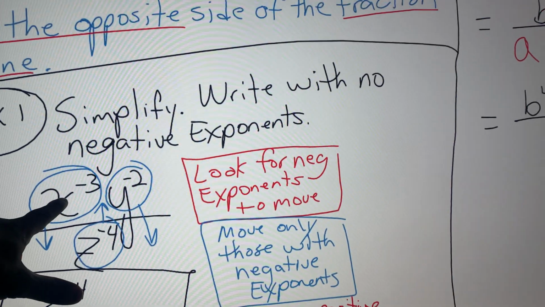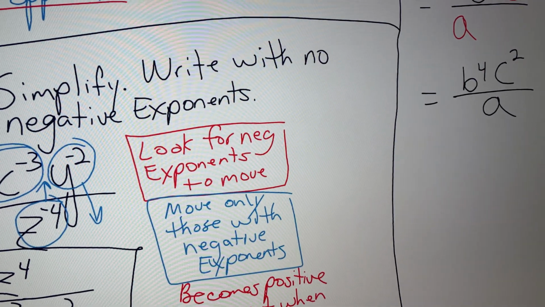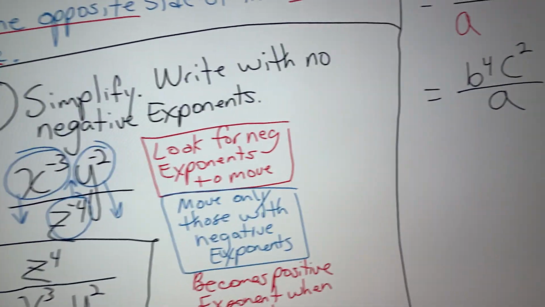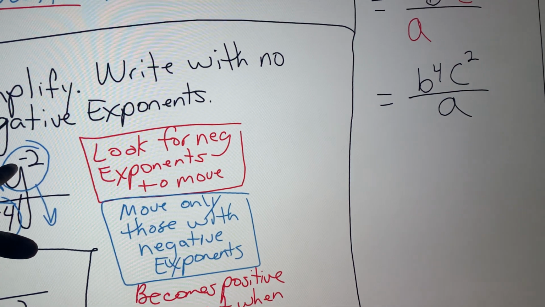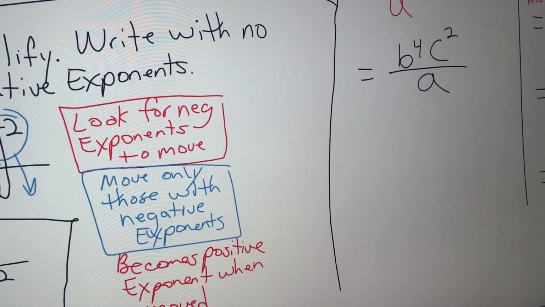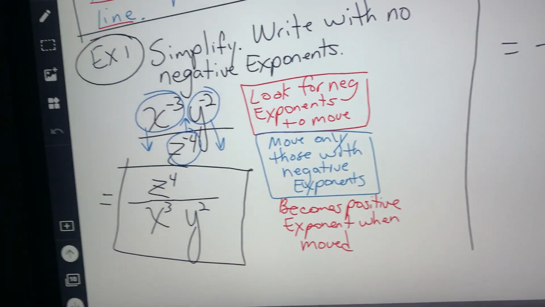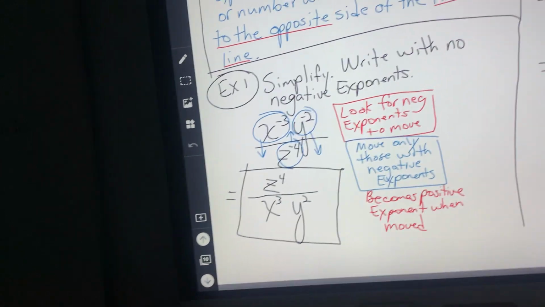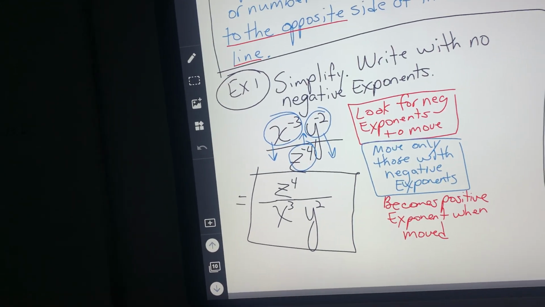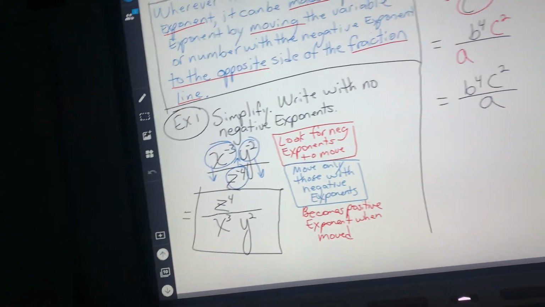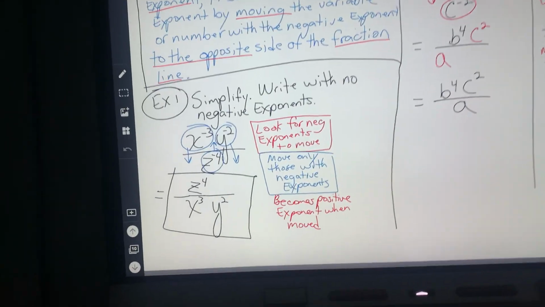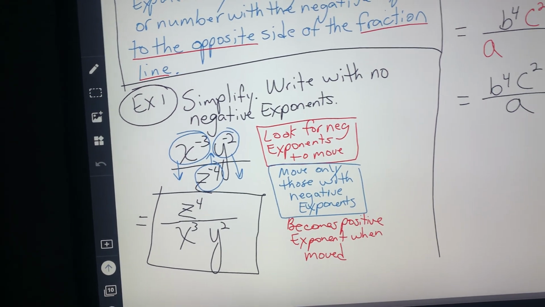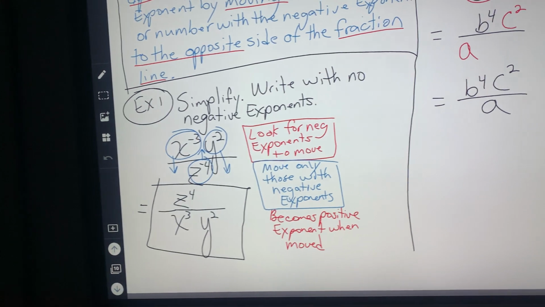So this x to the negative 3rd power will get moved down in the denominator. It becomes positive once you move it. The y to the negative 2nd power, we move it to the denominator, and it becomes positive when we move it. The z will have to go up, and then it will become a positive exponent. So anytime we're working with negative exponents, we have to make them positive in our final answer by moving them to the opposite side of the division line or the fraction line.